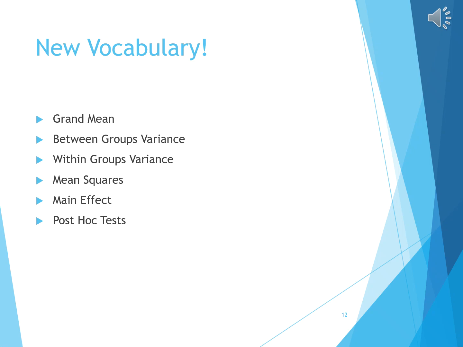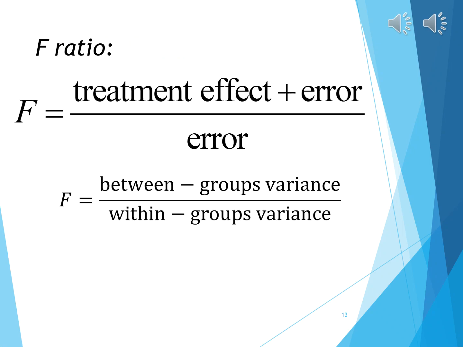All right, and just like the move from the dependent samples t-test to the independent samples t-test, where the math got a little bit more hectic and complicated, it's definitely going to take another jump up in terms of complexity for ANOVA. And so we've got to talk about some new vocabulary terms which we'll be using in the calculation of the F test. We've got our grand mean, between groups variance, within groups variance, mean squares, main effect, and post hoc tests. And we'll go through all of these things as they show up.